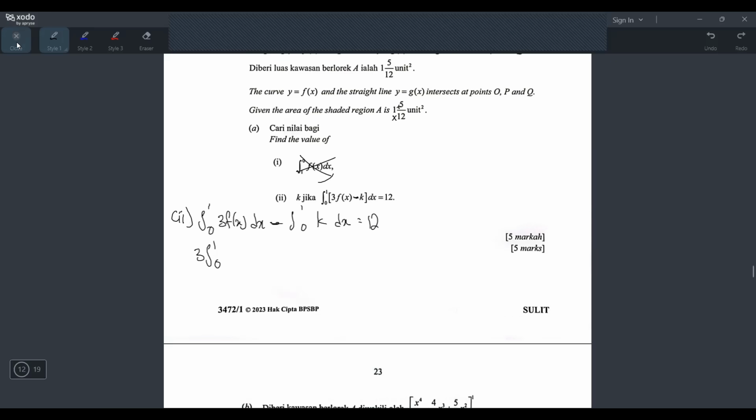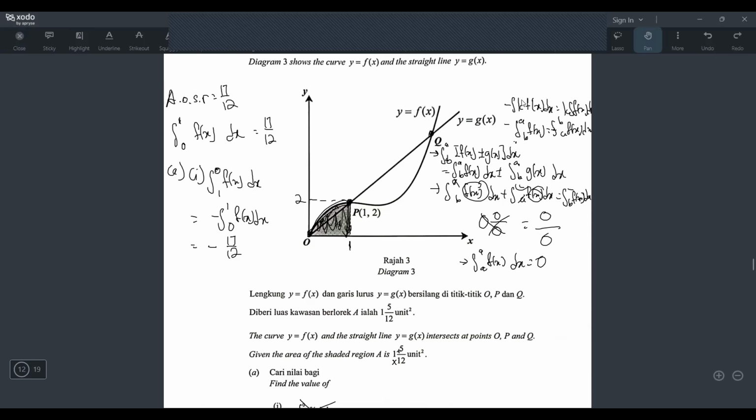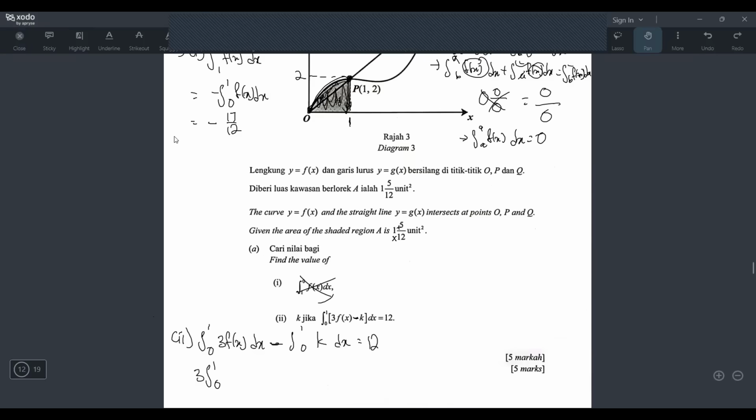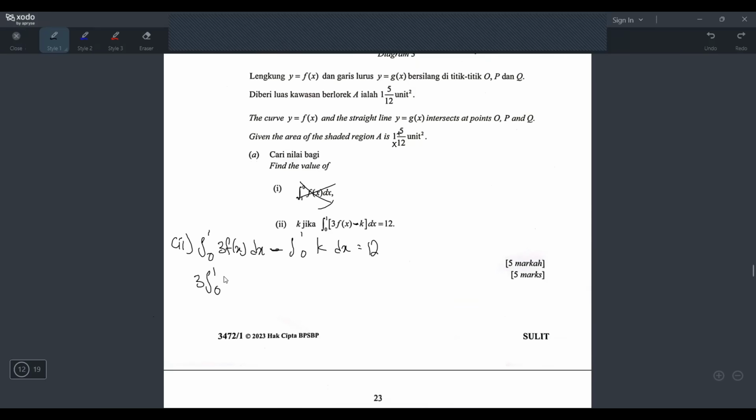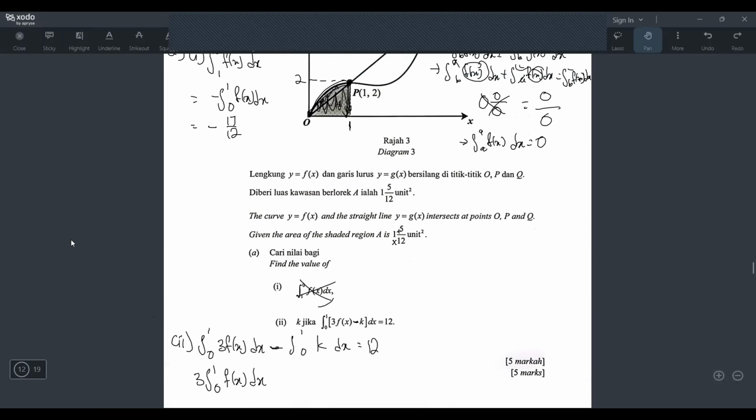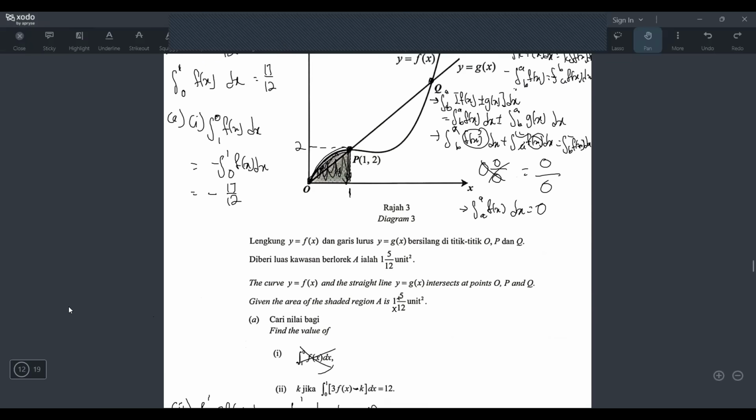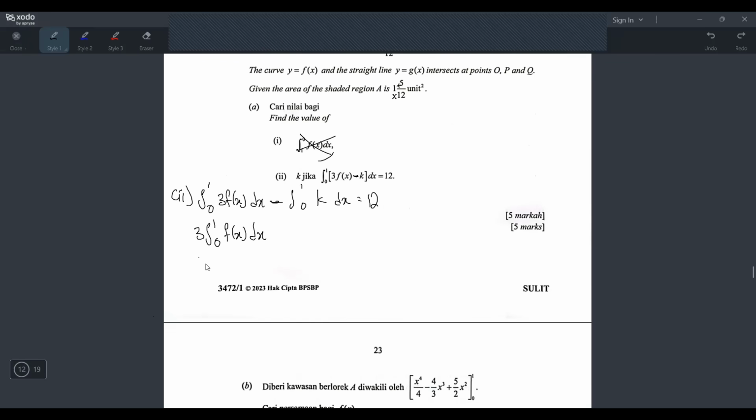I already explained in my first property, if you have a number here, you can bring it to the front. And why do I bring it to the front? So that later the integrate 10 to f(x) dx, I can substitute 17 over 12. So this one will be 3 times 17 over 12 later, and it will be 17 over 4. But it's not over yet. You still have to minus with this.